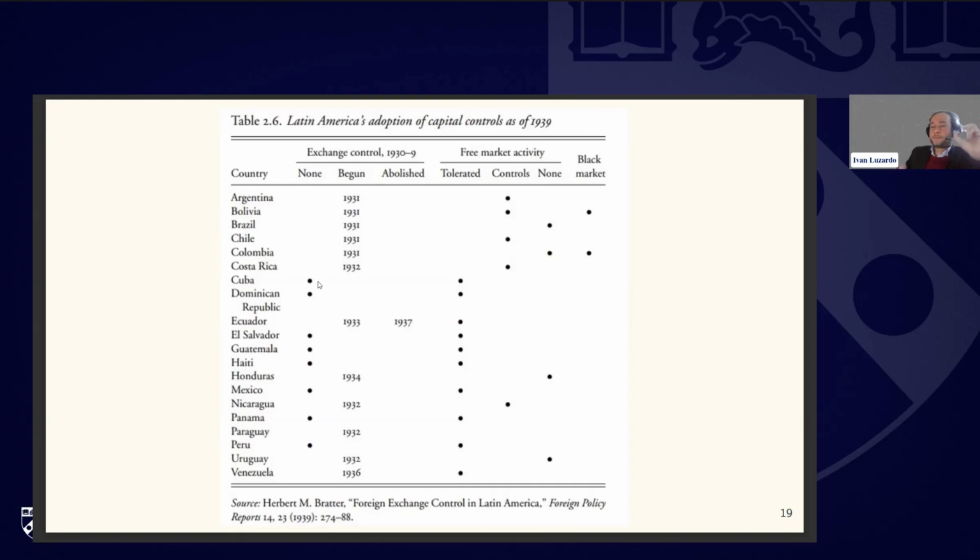But an exception in the group of the large economies in Latin America is the case of Mexico. So Mexico didn't implement capital controls like large economies in South America, and probably the reason is because Mexico is very close to the US, and it was very difficult to enforce that policy with that large border.